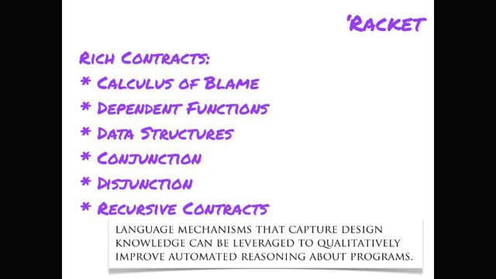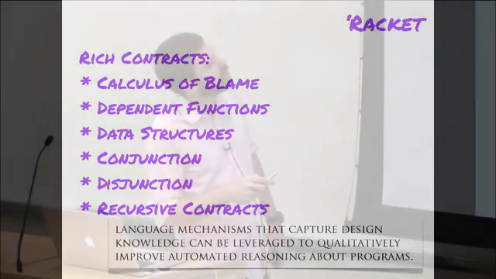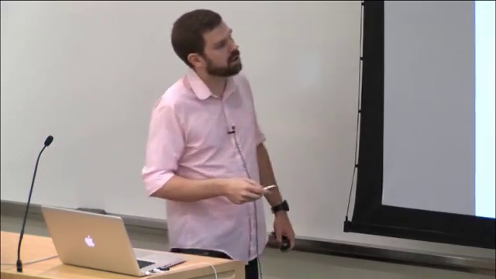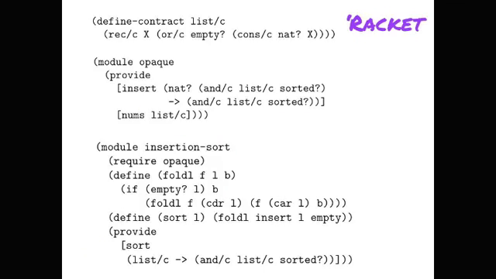The contract language, well, we've got the blame that I sketched for you, the dependent functions. We've got data structure contracts. You can do conjunction and disjunction of contracts, and you can write recursive contracts. And I'll give you some of the details there. Okay, and the reason why we scaled this up, going back to the thesis of this project, is that this is a really rich specification language, and the idea is that we should be able to reason better about programs by having all of these things. So it was important for us to really scale it up to a full contract language. No negation.